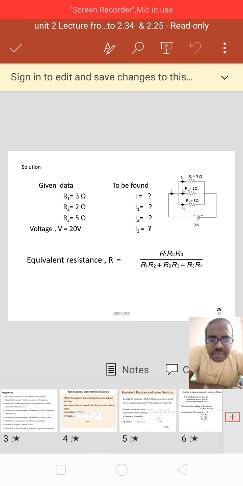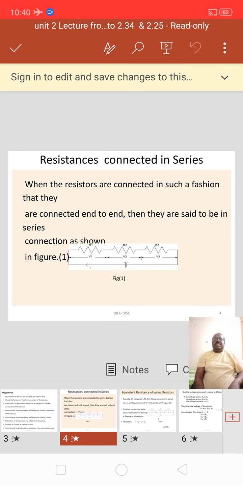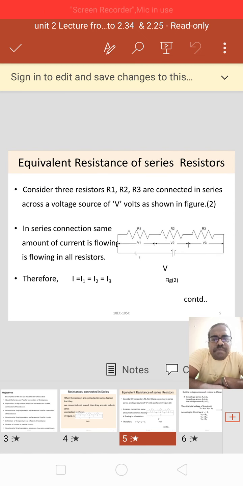Okay, once again I am repeating the simple forms of resistance connected in series and resistance connected in parallel. See, one simple concept: in the equivalent resistance of series resistors, the current flowing through the circuit is same. In the equivalent resistance of parallel resistors, the voltage across the resistors is same. In series, current is same. In parallel, voltage is same. It is the main difference between series and parallel resistors.